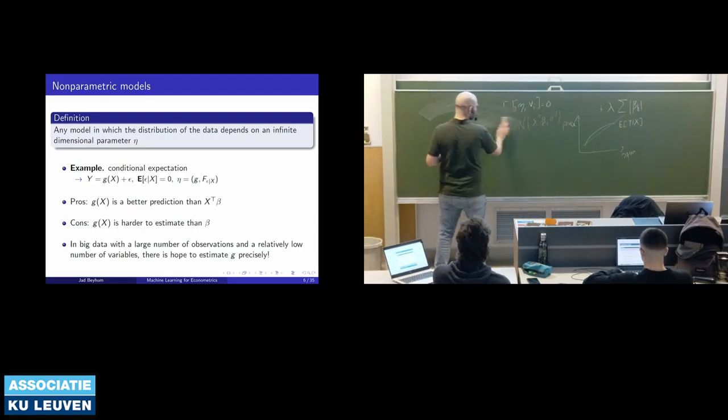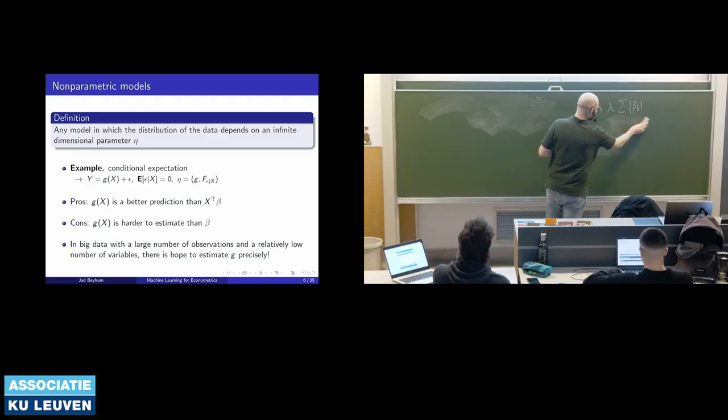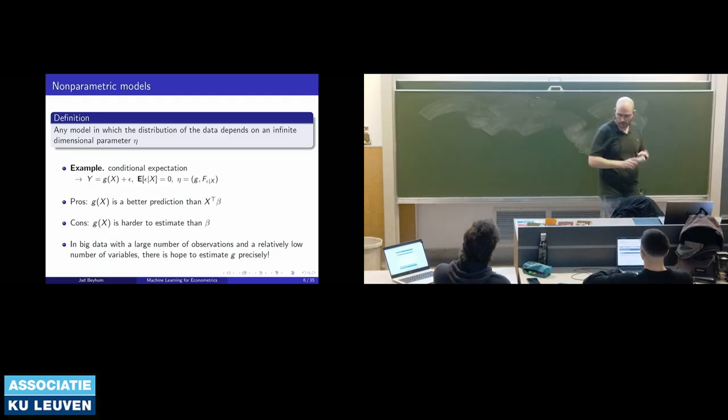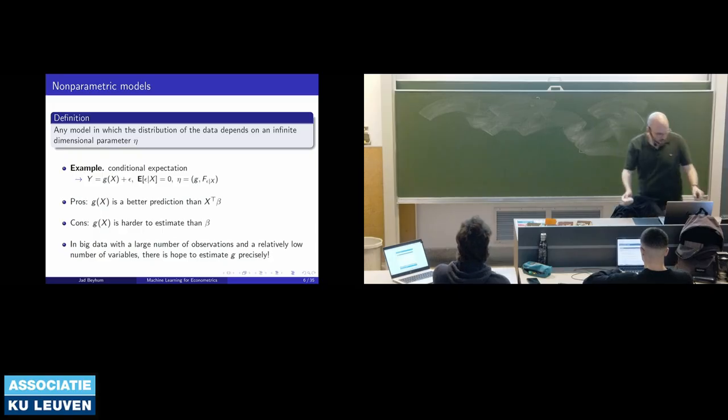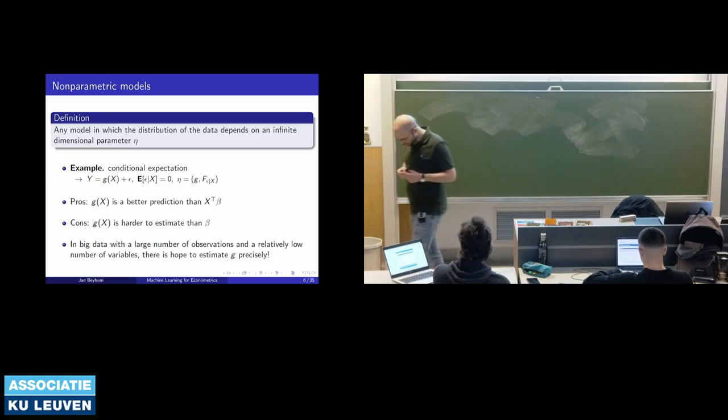Then you have non-parametric models. So these are models without a parametric part. These are models where there is no parameter. You're always trying to estimate a function, essentially. And so one example here is just the conditional expectation model.